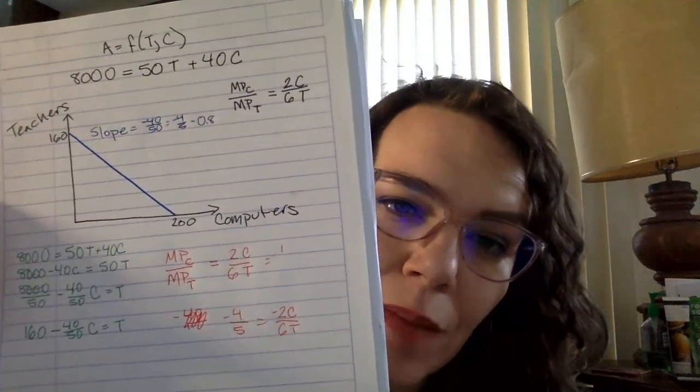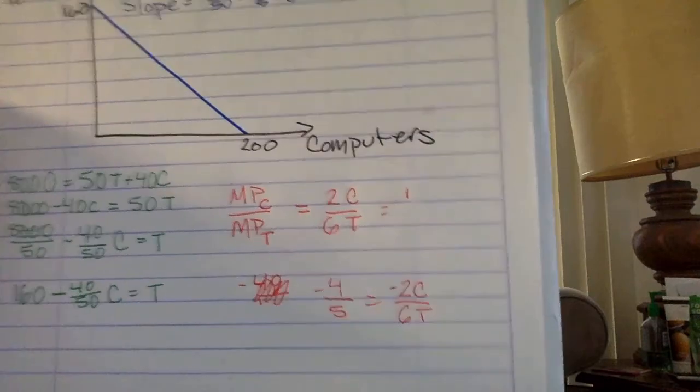And then what I did was I solved for computers in terms of teachers. So what I'm going to solve for here in this example is I'm going to try to isolate C. You can do it either way. You shouldn't get too much of a difference. There might be some rounding error. But what I'm going to do is I'm going to multiply 6t, the denominator, by both sides. And so I'm going to get negative 4 over 5, or negative 0.8, times 6t is equal to 2c.